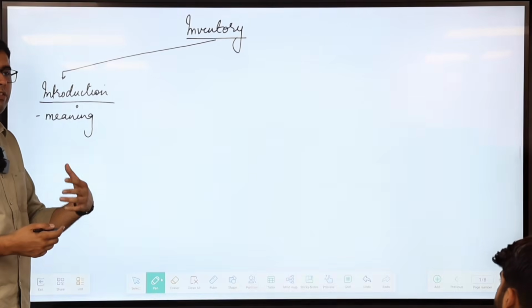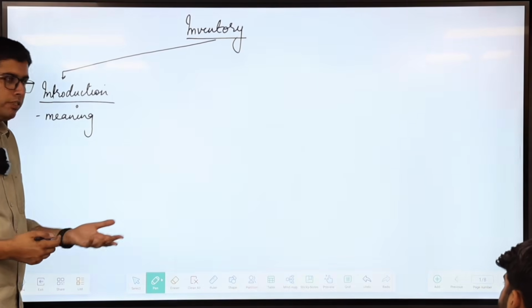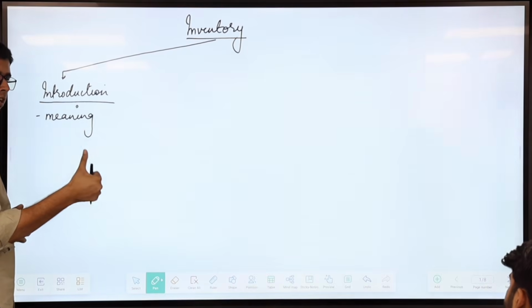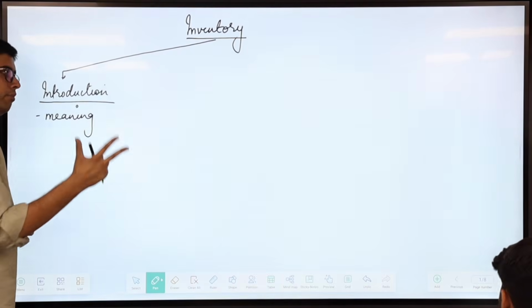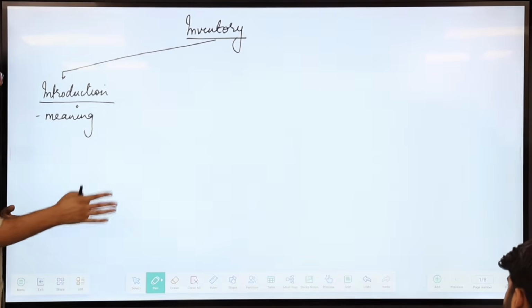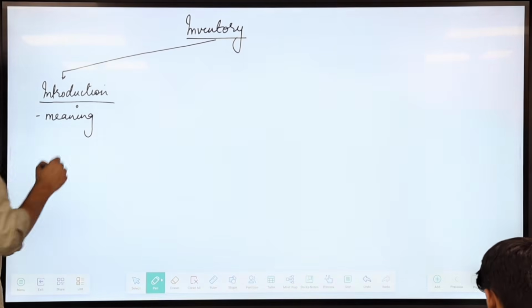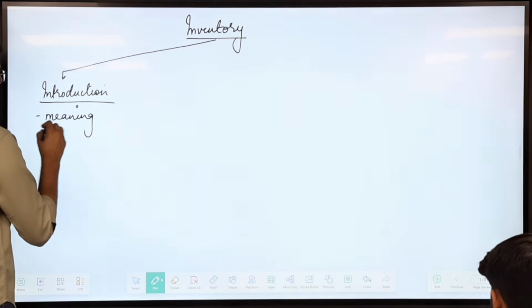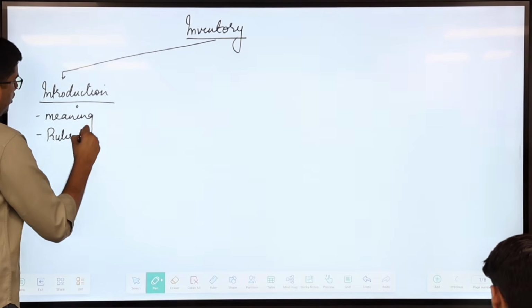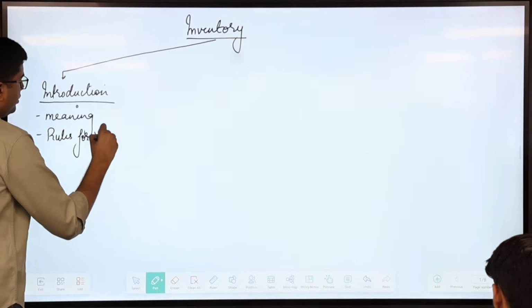in real world, simply packaging material or spare parts. So for the purpose of our syllabus, we only classify inventory as raw material, work in progress, finished goods. But in real world, packaging material, spare parts, and other such items are also clubbed together in inventory. Then we had a discussion about rules for valuation.